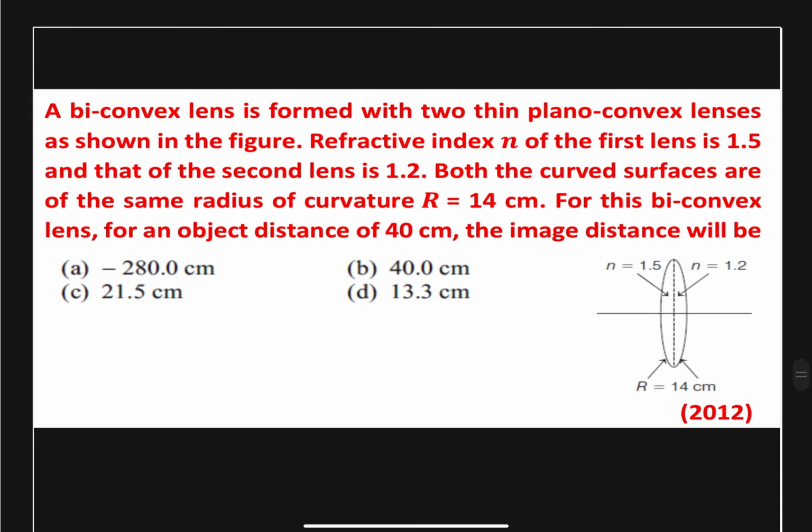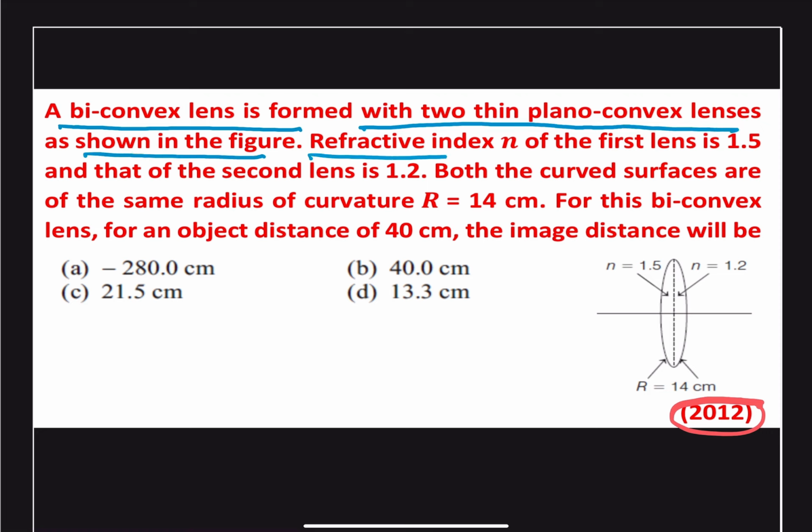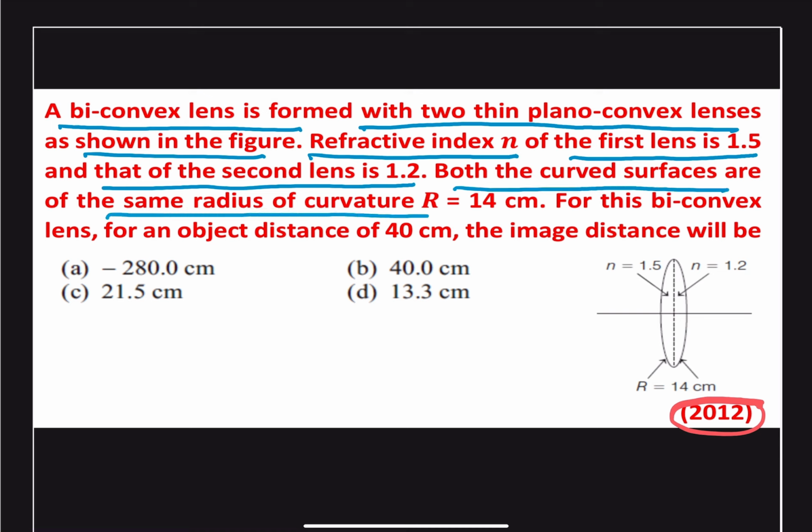So we come to the next question, asked in the year 2012, and it states that a biconvex lens is formed with 2 thin plano-convex lenses as shown in the figure. Refractive index n of the first lens is 1.5 and that of the second lens is 1.2. Both curved surfaces are of the same radius of curvature r, that is 14 centimeter. For this biconvex lens, for an object distance of 40 centimeter, the image will be.